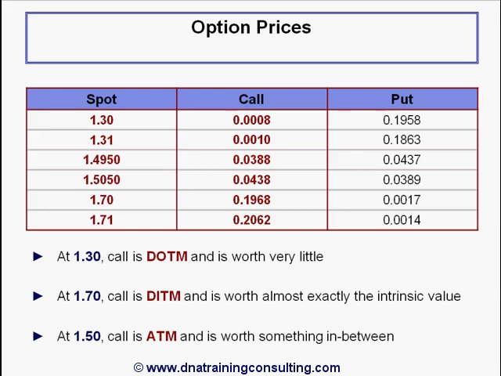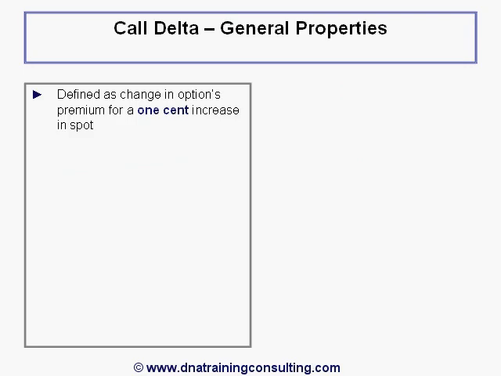You may intuit that the out-of-the-money call reacts very little to a 1 cent spot movement. The at-the-money call gains exactly half a cent for this 1 cent spot increase, while the in-the-money call gains almost an entire cent. This ratio of the two price movements is known as the option's delta, which we define therefore as the ratio of the change in the option's premium for a 1 cent increase in the spot.